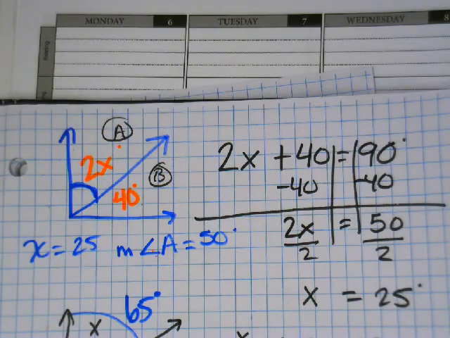Area? We don't do area with angles. Oh, what's the perimeter of this?